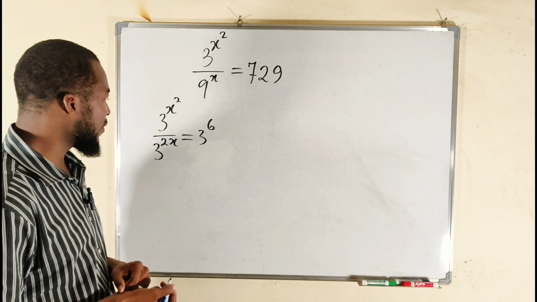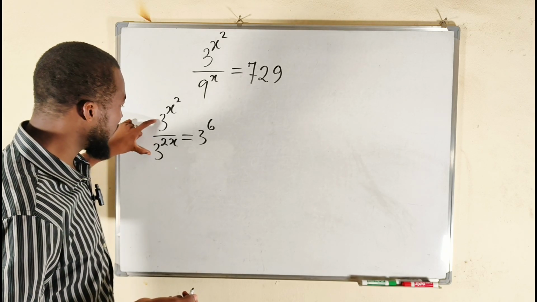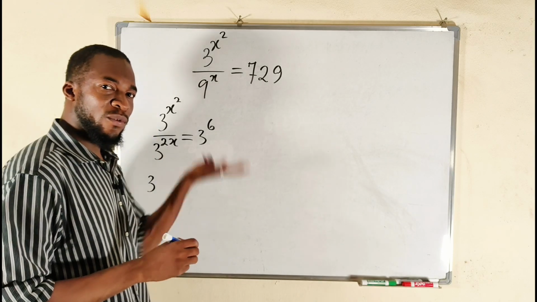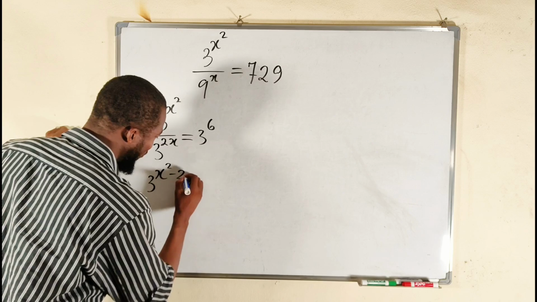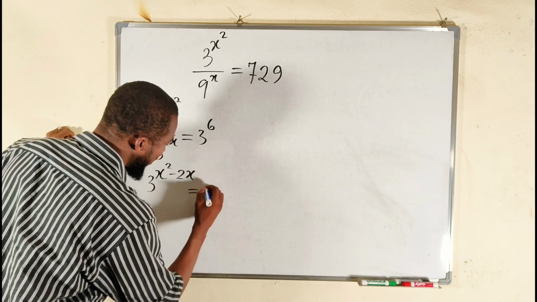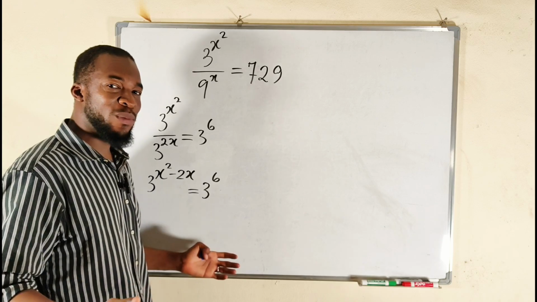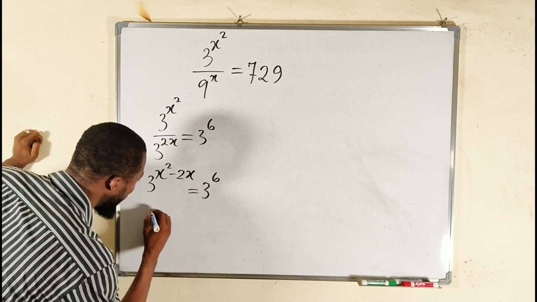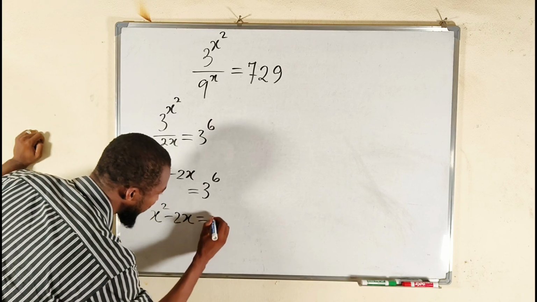According to one of the laws of indices, since we are dividing here and we have common bases, we can take a base and subtract the exponents from top to bottom. So we have x squared minus 2x, and this remains 3 to the power of 6. From left to right, we have common bases, and hence we can equate the exponents. So x squared minus 2x will have to be equal to 6.